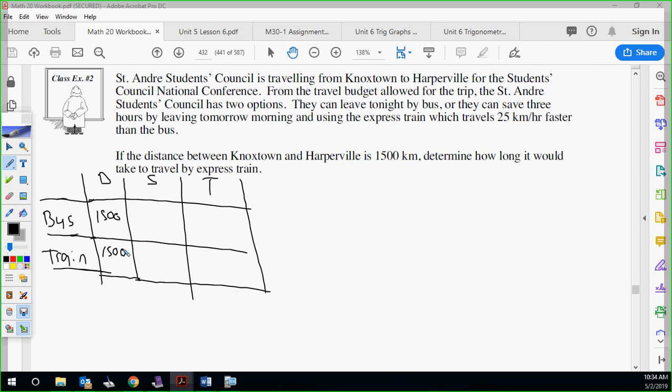Okay, what do we know about the speed? Train goes 25 faster, so let's call S the bus speed, and the train is S plus 25. It's plus 25, not times, because it's 25 miles an hour faster. And so we're ready for this now. It's 1,500 over S and 1,500 over S plus 25. Okay, so we have our chart filled out. A lot of people are really good at this part. What's the equation?